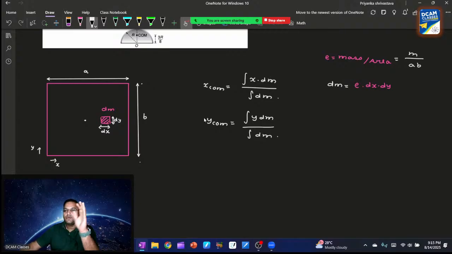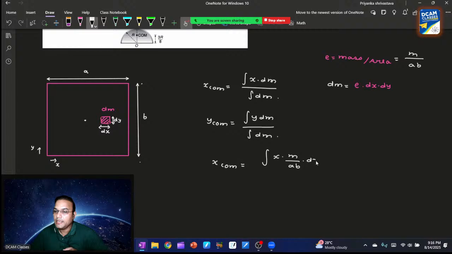I'm just trying to show you, along the one axis you have known how to find out, but along a planar body how do you find out the center of mass using this process of integration? Now here dm is rho dx dy. Now see, if we use the x center of mass formula, it will be integral x dm, which will be M by AB dx dy, divided by M by AB dx dy.